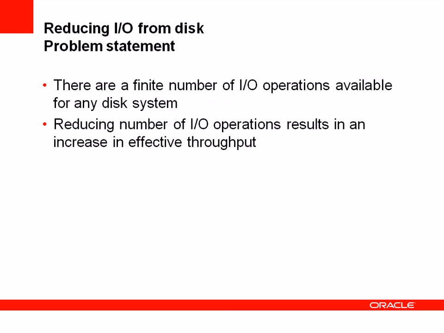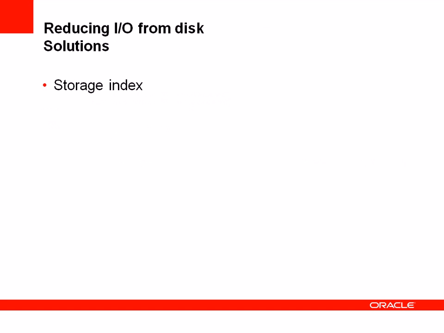What effective throughput means is, if you go back to the example we saw before, if you have a 1 terabyte table, the effective throughput is 1 terabyte to read that table. If in fact you can cut down the number of I/Os you do to read that 1 terabyte, then you're going to increase the throughput with the same number of I/O operations. One main way that we do this with Exadata is something called a storage index.